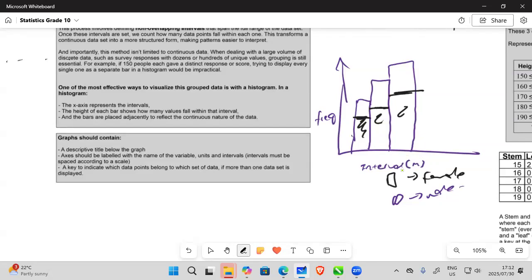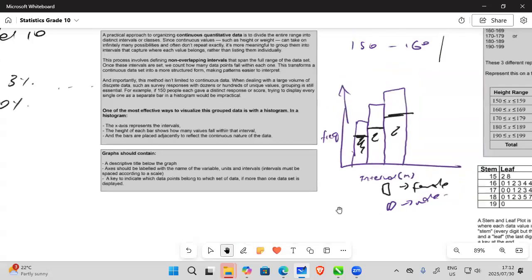So you need to draw a key here, but we won't be given this. Right? But I'm just showing you. If you're representing two data sets on a single histogram, you must include a key. The black bars represent females and the purple bars represent males. Right, so one more time, this is a histogram. At the bottom here, you include a descriptive title.